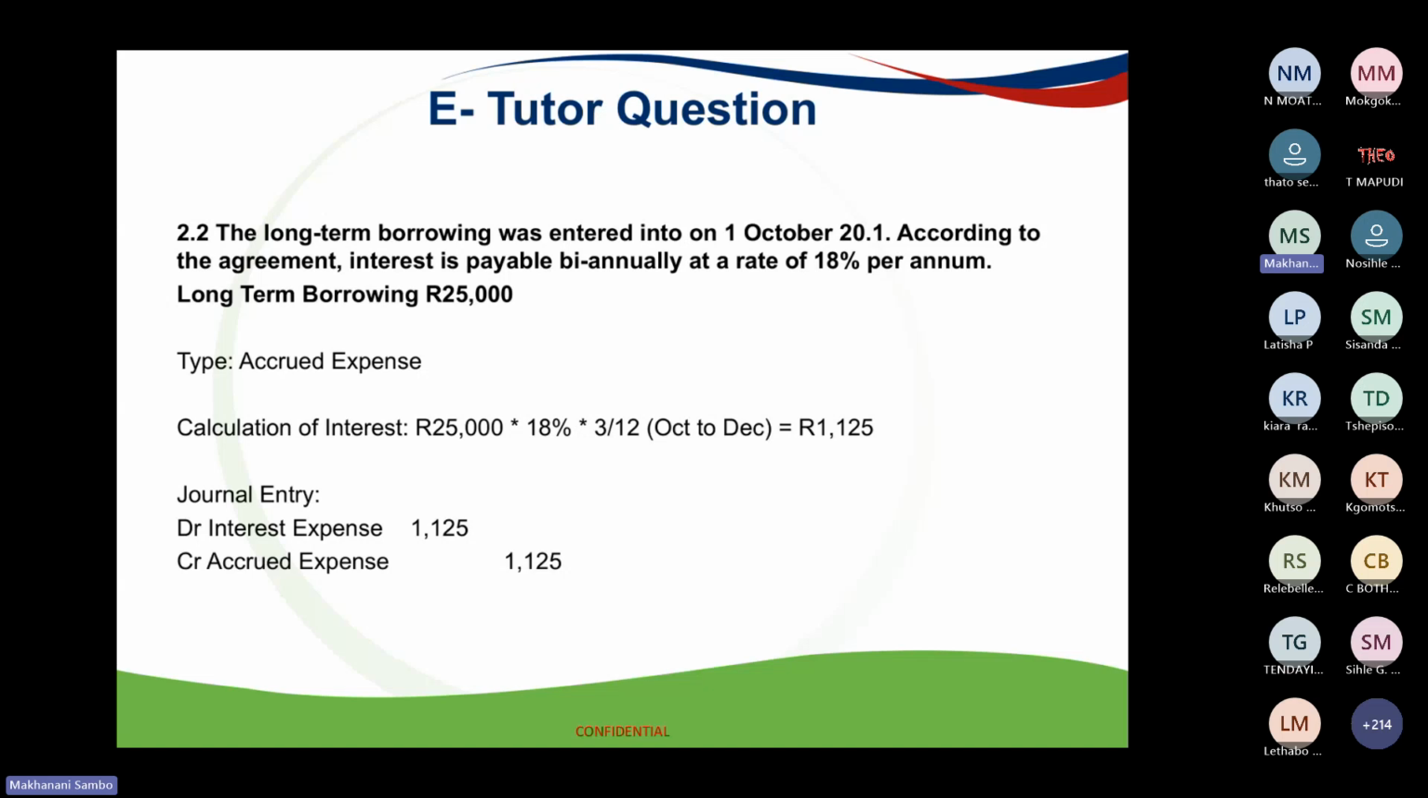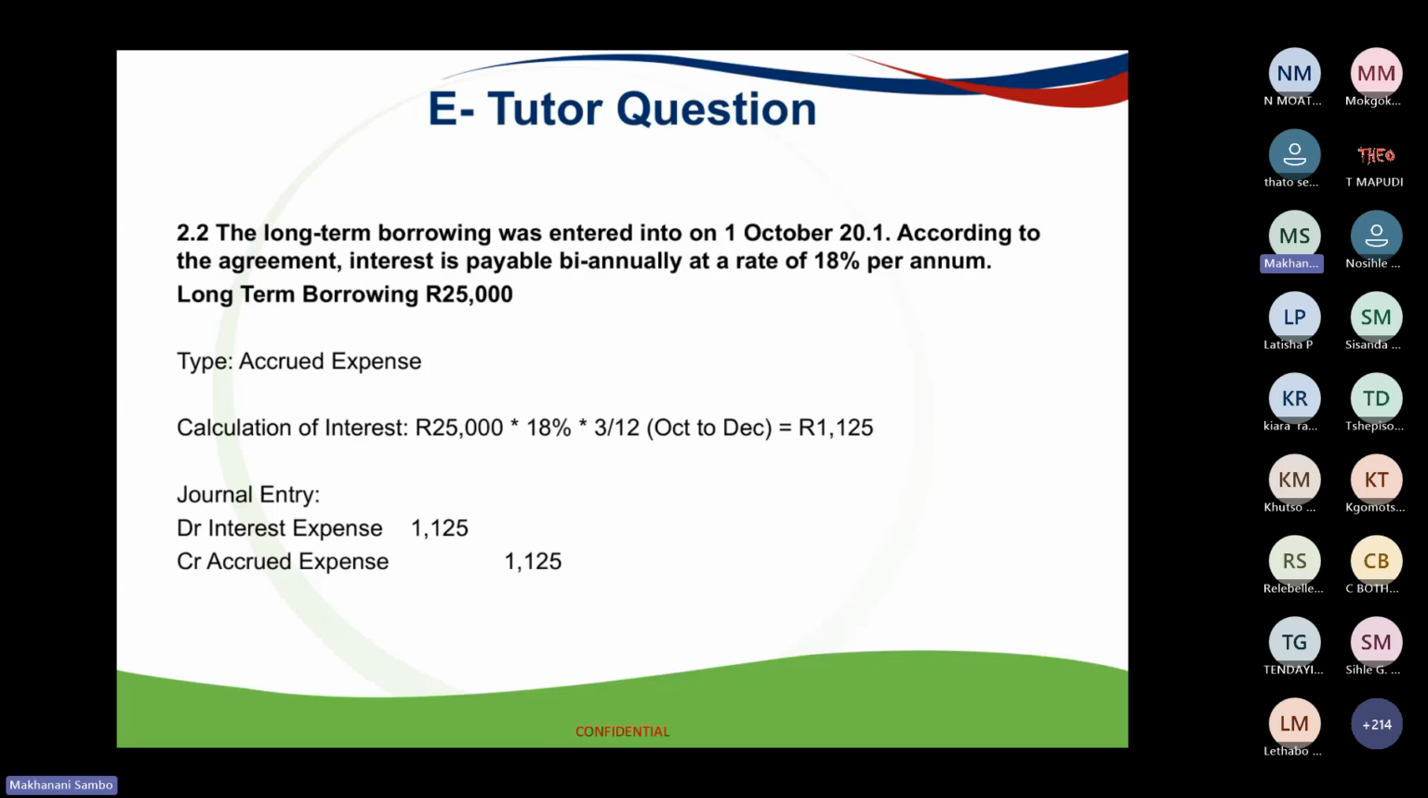Then the second transaction is where a long-term borrowing was entered into on the 1st of October 2001. According to the agreement, interest is payable biannually at the rate of 18% per annum. The long-term borrowing amounted to 25,000 Rand. In this case, we need to accrue for the interest because we would not have paid the interest at the end of the year. So we need to accrue for the interest.